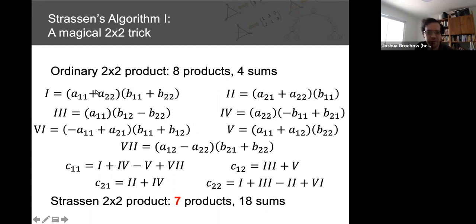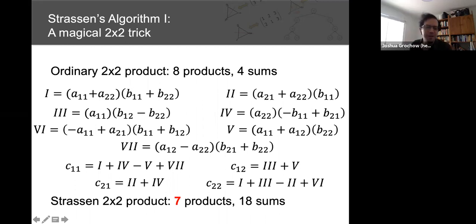Notice that each of these terms is you multiplying a matrix A by a matrix B. Each multiplication here is a linear combination of entries of A times a linear combination of entries of B. So he found 7 of these, which you could then take linear combinations of to get the output. And if you work through this, what you see is that instead of 8 products, you now have 7 products, but you have 18 additions.